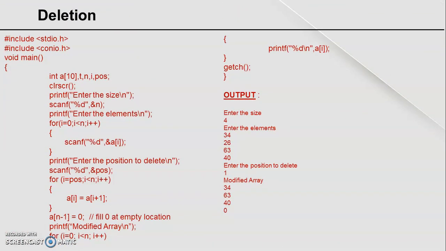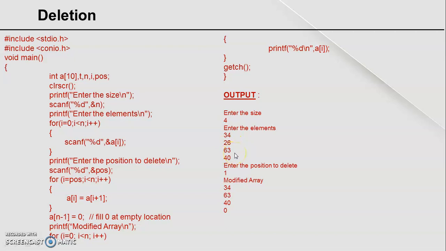A similar example is deletion of an element in an array. While deleting an element, it is very much clear that if I delete one element from an array of size n, then after deletion I will have only n minus 1 elements present. So again I will read my program with this output. We have taken the size, we have taken the 4 elements, all the input has been taken. Then I am asking for the position to delete. For example, I want to delete 26.